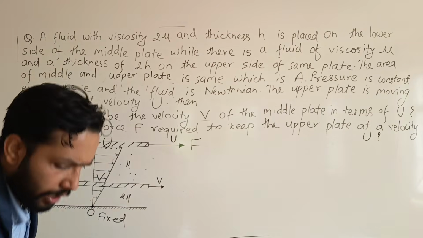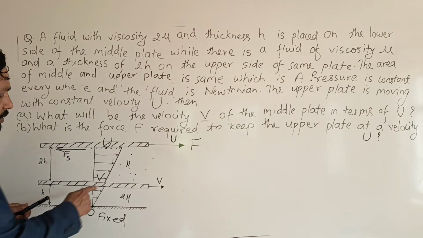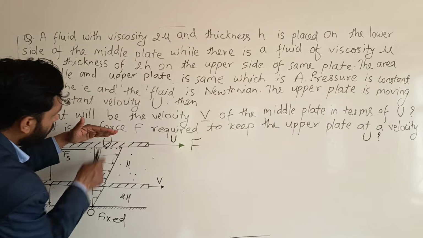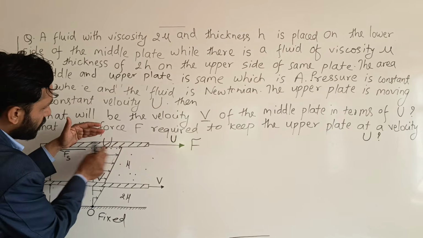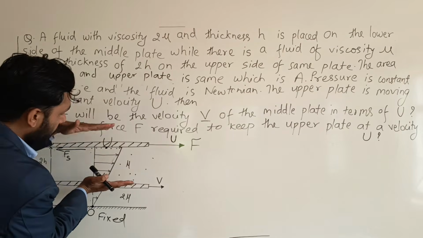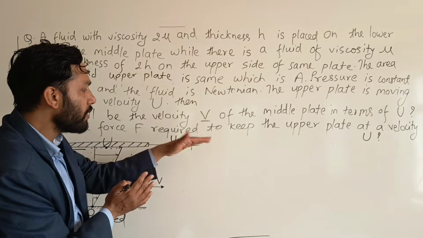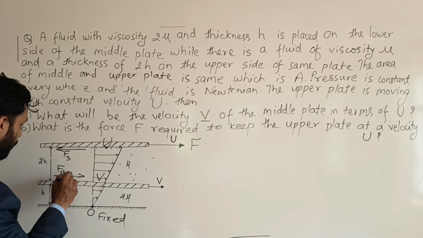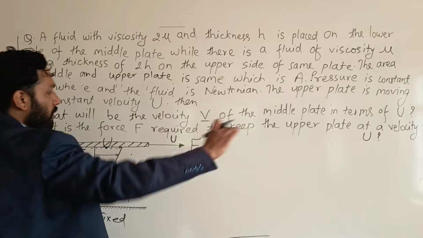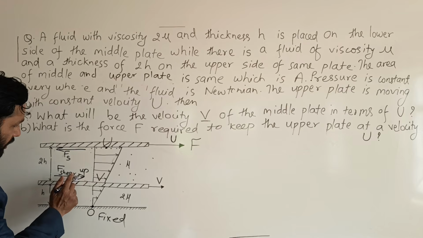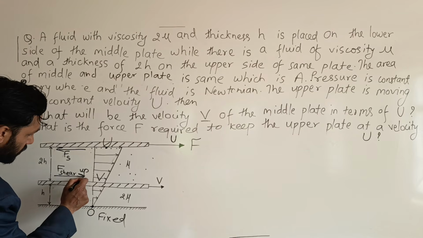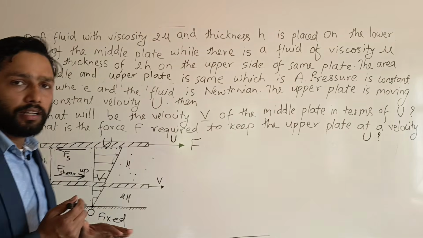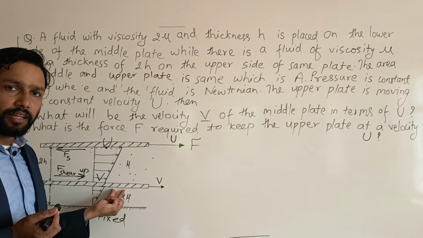Due to the motion of the upper plate, this middle plate also moves with velocity v, and the liquid in between moves with different velocities. Here the portion attached to the upper plate moves with velocity u, and here it moves with velocity v. Due to the motion of the liquid in the rightward direction, it exerts a drag force, also called a shear force, F shear up, along the direction of the motion of the upper plate. So the direction is rightward here. Due to the motion of the upper plate, it exerts a force toward the direction of the motion above the middle plate. You have to understand this one.